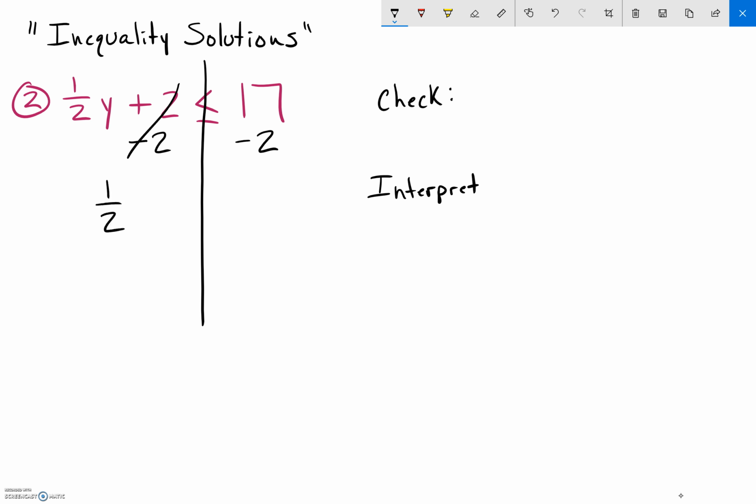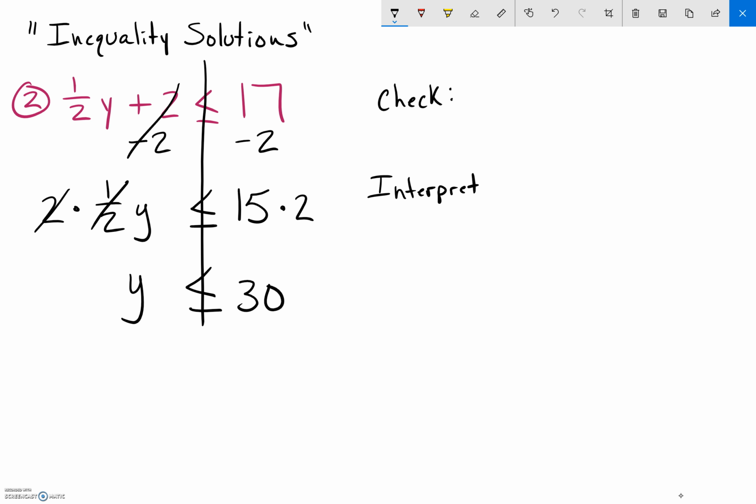Half of y is going to be less than or equal to 15. Now dividing by half is the same as multiplying by the reciprocal. So we're going to multiply by 2 over 1, or in other words, 2 on both sides. 1/2 times 2 will cancel. We get y. 15 times 2 gives us 30. So y needs to be less than or equal to 30. That's going to be our interpretation.